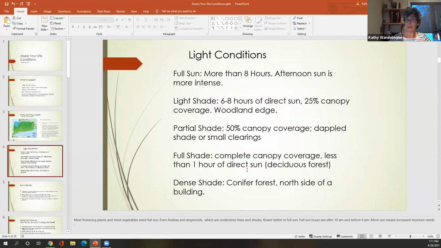And then there is finally dense shade, which would be if you're in the shade of a conifer forest, like if you've ever been in a hemlock grove, it really is very dark. Just the darkness of the foliage is one thing, and it makes very, very dense shade. And the other common source of dense shade is the shade of a building. The north side of your house is always going to be the shadiest part, and not a whole lot will grow there. Moss does really well. That's about the only thing I can think of.